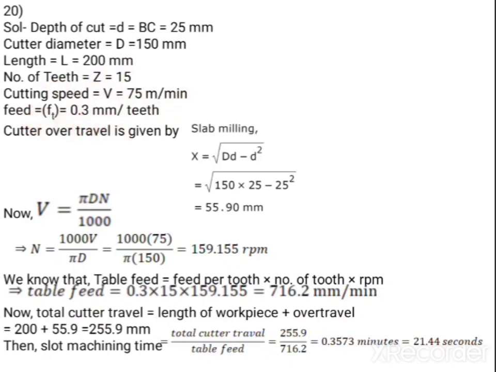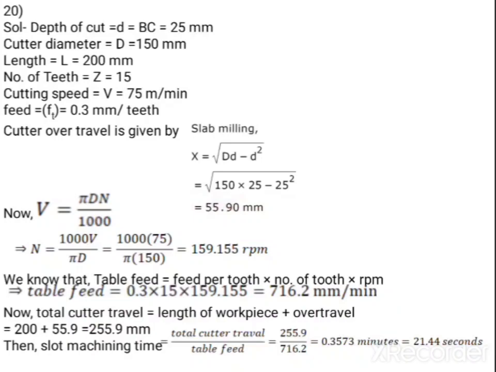So from that, how to find the cutter over travel? That is nothing but L or LA, or we can call it X. The formula is under root d into (D minus d), where capital D is the diameter of the cutter and small d is the depth of cut. From that, 25 into (150 minus 25) under root, you will get the length of approach, that is 55.90. Here we have found 55.90 as the length of approach.